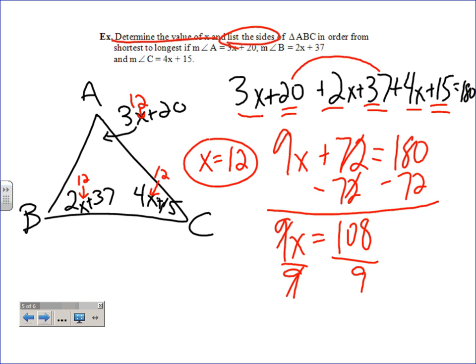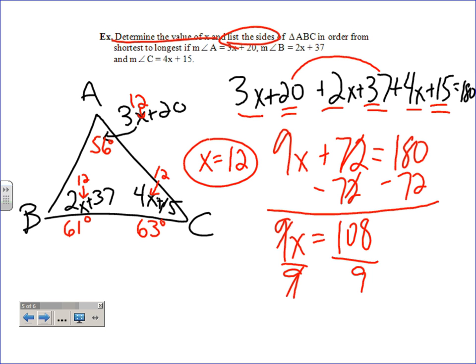So angle A is how much? Are you sure? Angle B, 61. Angle C, 60. Are we sure? Because if we add those up, it better add up to be 180, right? Does it? Yep. So now it says sides from shortest to longest.